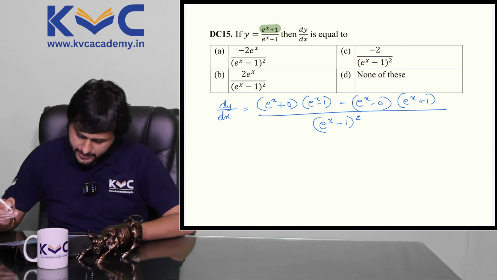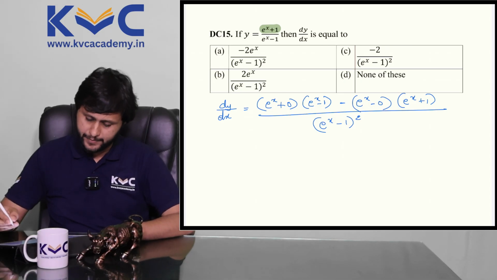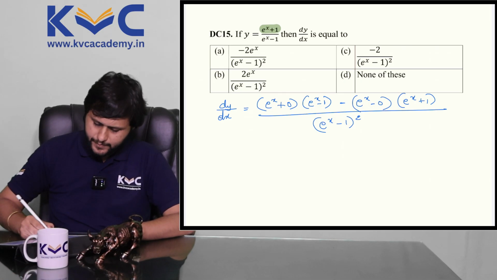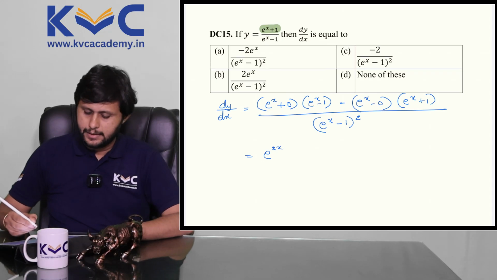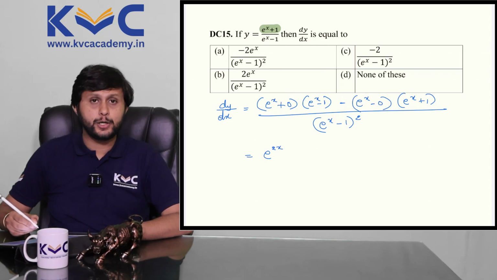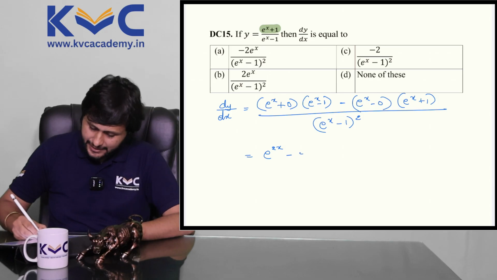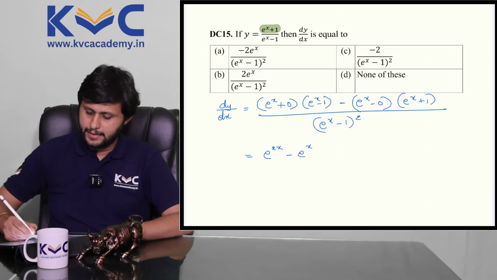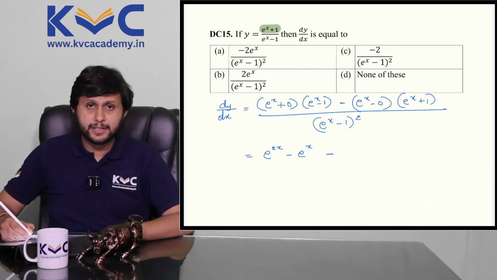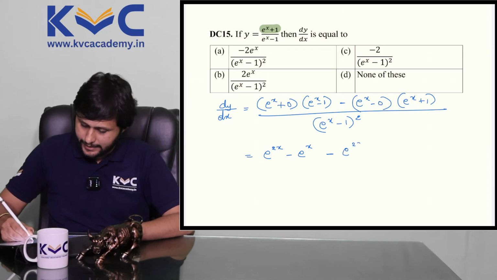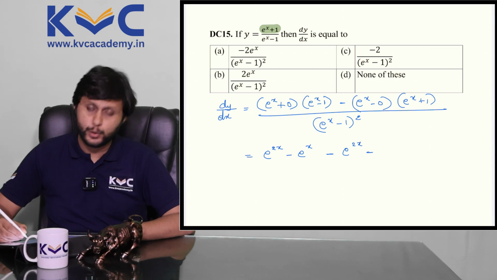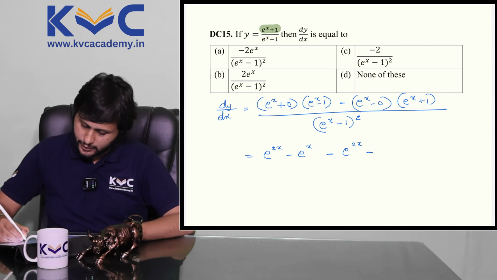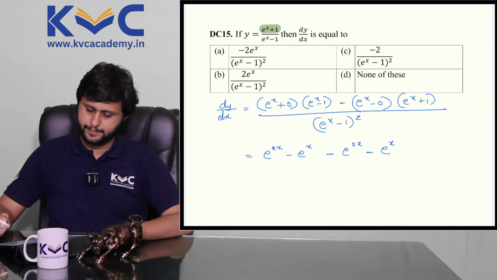Okay, let's check in the options. All the options have denominator square. Okay, now we'll open the bracket. e to the power x into e to the power x, e to the power 2x. e to the power x into minus 1, minus e to the power x. Minus e to the power x into e to the power x, e to the power 2x, and we have minus e to the power x into 1, we have minus e to the power x.